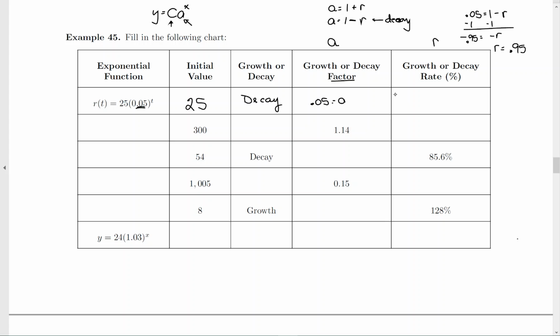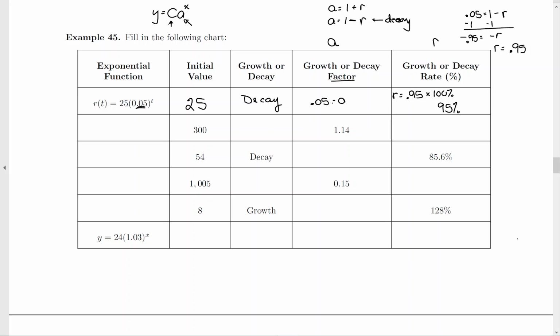So that's the rate as a decimal. If you times it by 100%, that's going to change it to a percent, or move the decimal 2 places to the right. So our percent is going to be 95%. So again, you're just multiplying by 100% here to convert it back to a percent.